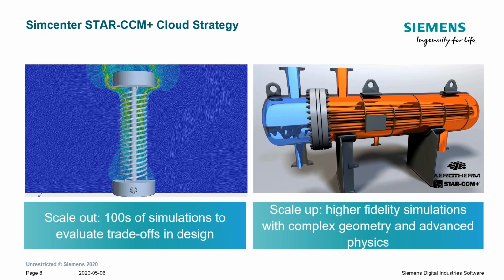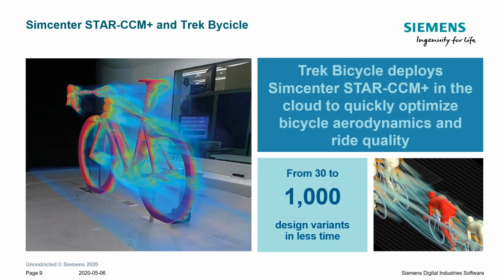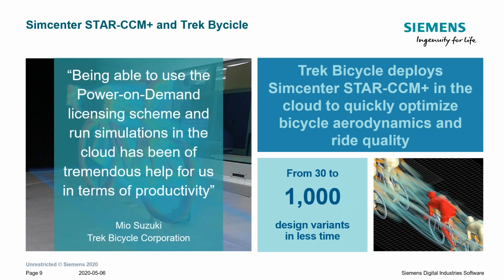And finally, before concluding my presentation, I would like to talk about a success story, how Trek Bicycle uses Simcenter STAR-CCM Plus to optimize the aerodynamics around the bicycle. Before, they were simulating 30 designs in a given time. Today, they are able to simulate 1,000. So just think about the scaling out approach I was talking about. This is what they declared: being able to use the power on demand licensing scheme around simulations in the cloud has been of tremendous help for them in terms of productivity.